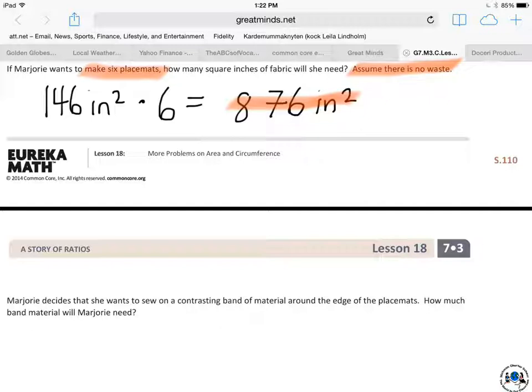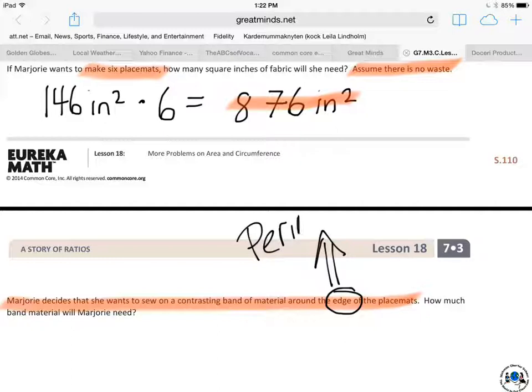Now Marjorie decides that she wants to sew on a contrasting band of material around the edge of the placemats. Now that word, edge, should make you think of one thing and one thing only. Okay, and I'll tell you now, but hopefully you have figured out the magic word. The magic word is perimeter.